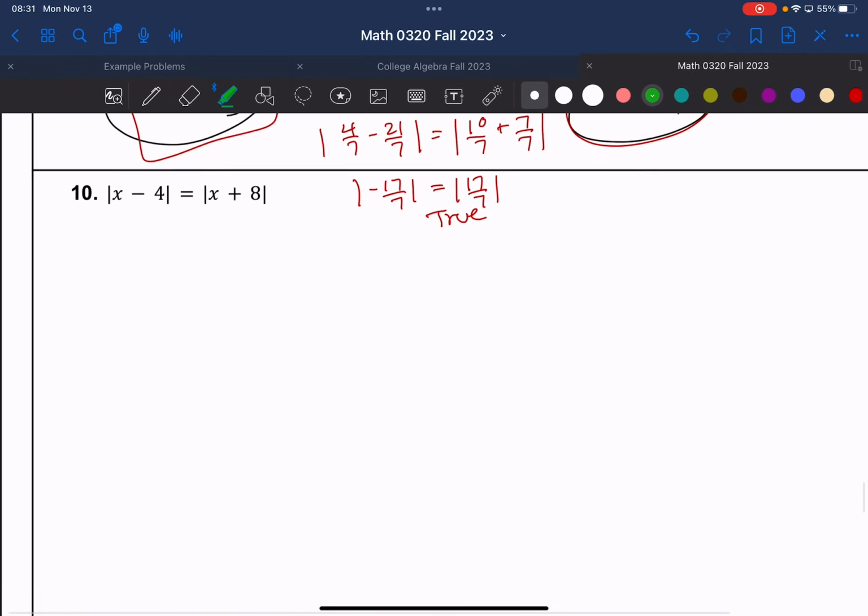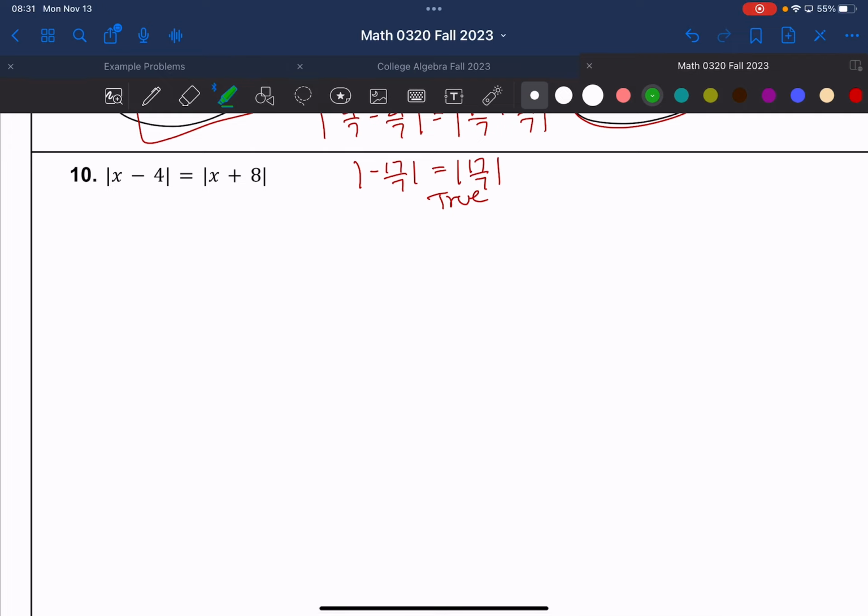Okay, and then last problem here. We have our absolute value equal to another absolute value. So what would be our first step? Write it to a positive x plus 8 as well as a negative x plus 8. Good, we're going to write this equation 2 times. So x minus 4 is equal to positive x plus 8. And x minus 4 is equal to negative x plus 8.